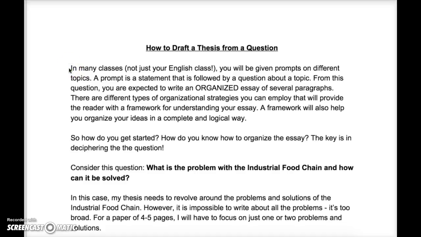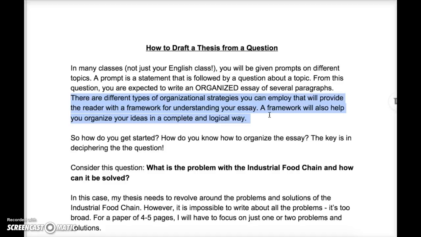In many classes, not just your English class, you're going to be given prompts on different topics. A prompt is a statement that is followed by a question about a topic. And from this question, you're expected to write an organized essay of several paragraphs. There are different types of organizational strategies you can employ that will provide the reader with a framework for understanding your essay. A framework also helps you organize your ideas in a complete and logical way.